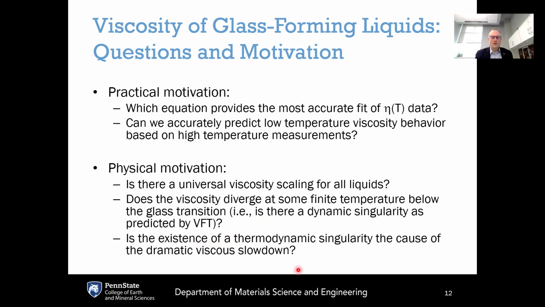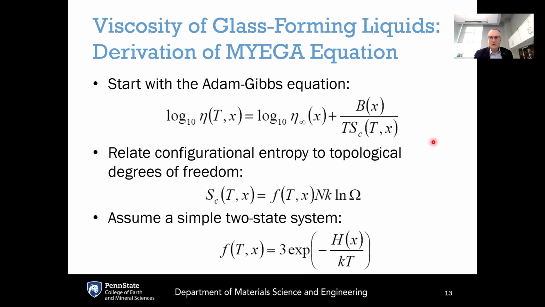And there had been a lot of speculation in the literature also that this divergence of viscosity predicted by the VFT equation at T0 would somehow correspond to some type of thermodynamic singularity. And there had been a lot of speculation about that as well. So what we did was to come up with our own equation to describe the temperature dependence of viscosity.